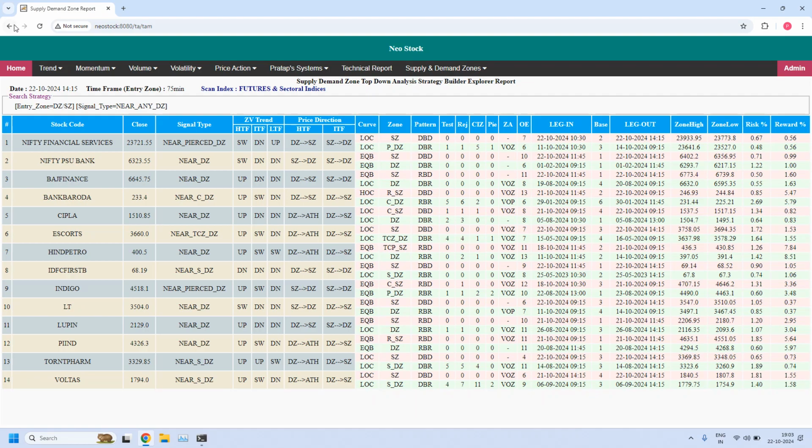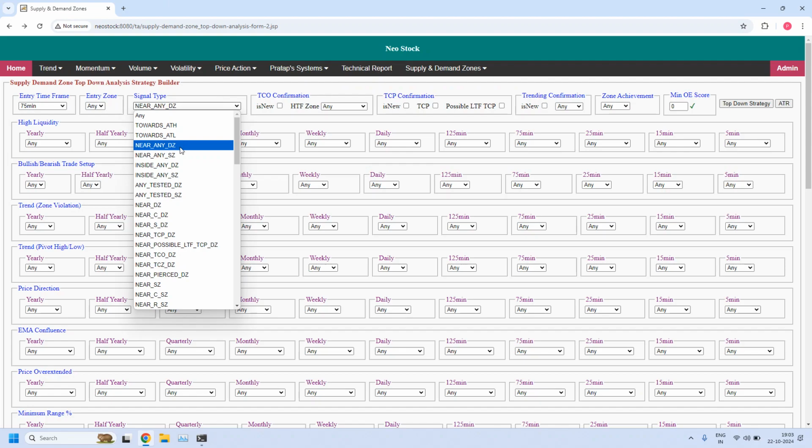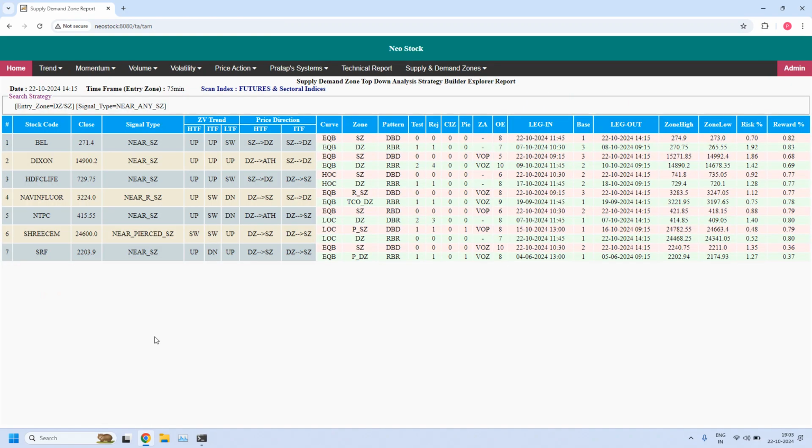Okay, next for 75 minutes time frame, let us find the stocks near 75 minutes supply zone. 7 stocks are filtered. Let's verify any high liquidity supply zones. Navin Florin is having a 75 minutes high liquidity supply zone. That's it. We have only one high liquidity supply zone from 75 minutes time frame.